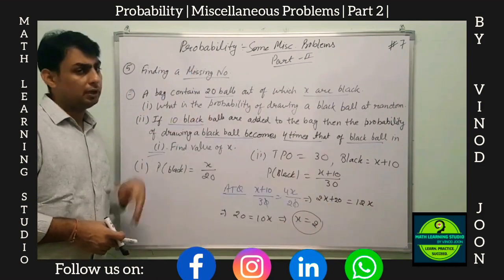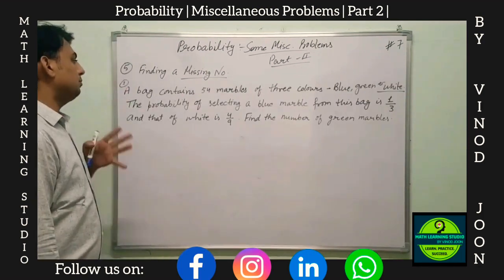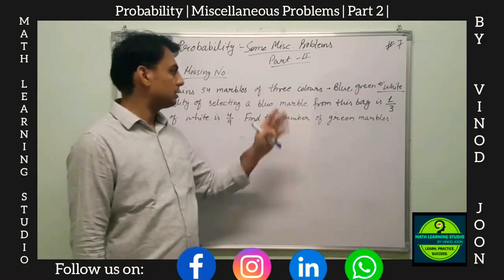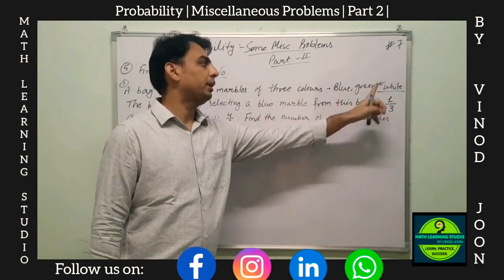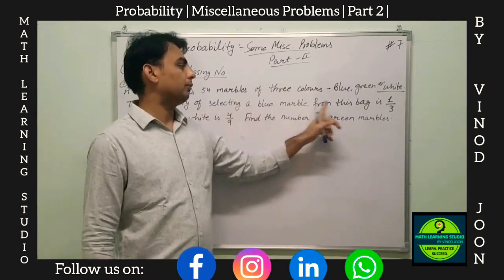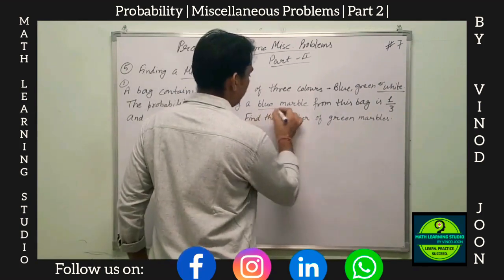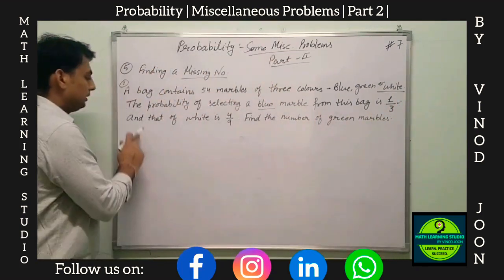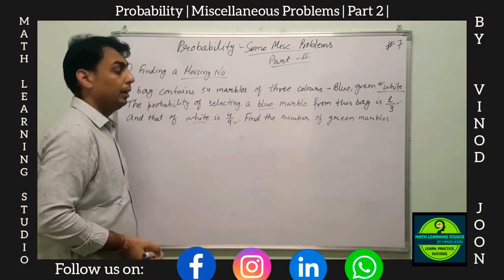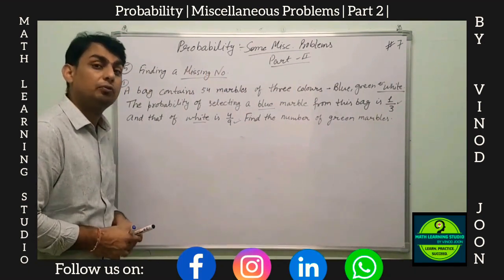We'll take one more example based on similar kind of questions. Okay, so in example number 3, we have a question that says a bag contains 54 marbles of 3 colors, blue, green and white. Okay, the probability of selecting a blue marble from this bag is 1 by 3. So blue marble की probability हमको दे दी है भाई, it is 1 by 3. Then the probability of white marble is 4 by 9 and we have to find the number of green marbles.